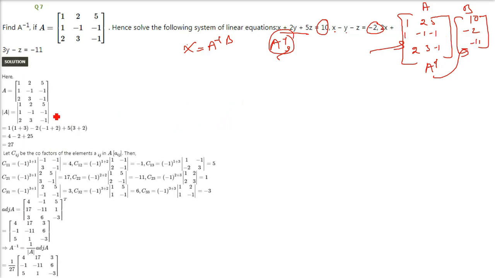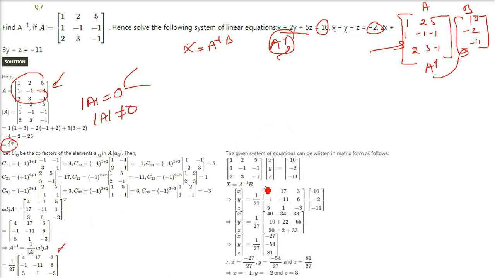Just see here. A is this. If the determinant of A is equal to 0, then there will be two cases. But the determinant of A is not equal to 0, so you will get a consistent and precise solution. So the cofactor matrix you can find out. Take the transpose of the cofactor matrix, then divide it by the determinant, which is 27 in this case. A inverse will come. Now A inverse has to be multiplied by B. What is B? B is 10, negative 2 and negative 11. Multiply this, you will get x, y, z. In this case, negative 1, negative 2 and 3 will come.